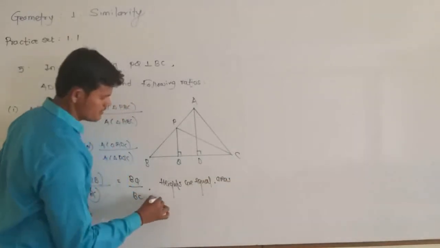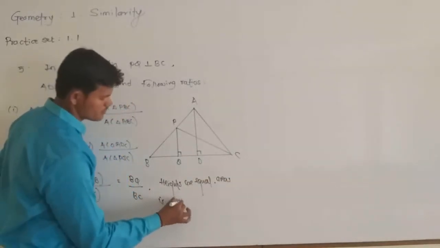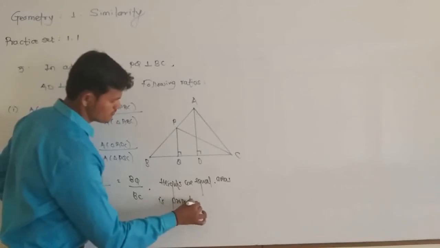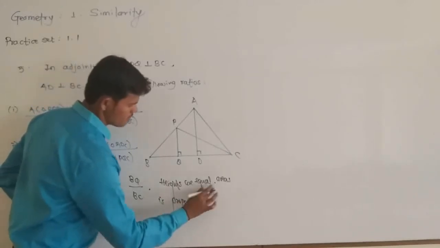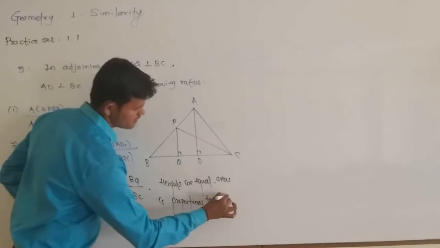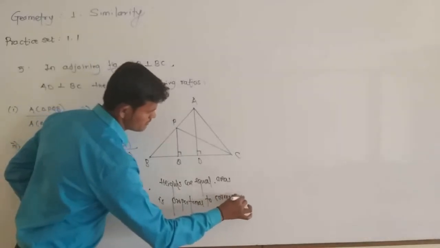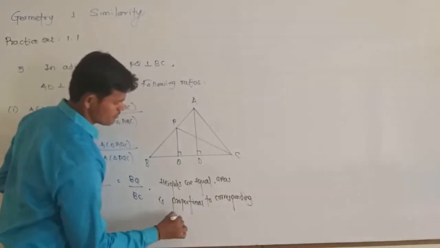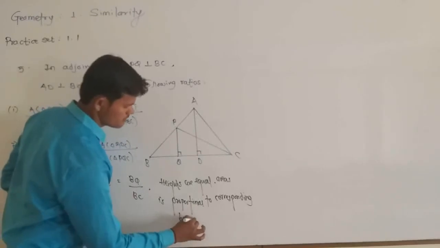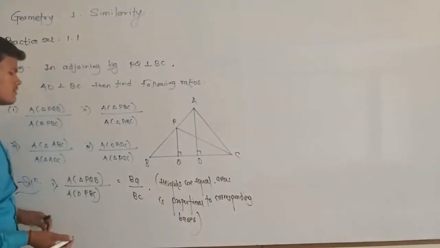Area is proportional to corresponding bases. Reason is compulsory. Corresponding bases. Okay, this one is the first.